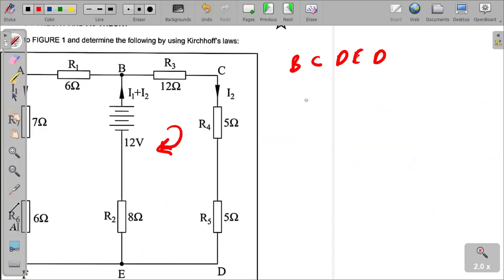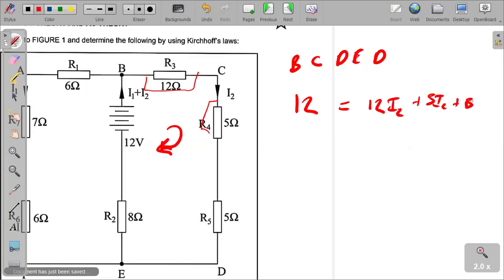Again in that loop, the EMF we have is 12, which is equal to the algebraic sum of all the potential differences. It means we have 12 I2, the potential difference across this resistor here is 12 I2. This one is 5, so plus 5 I2 again, plus 5 I2 again, right? Plus 8 I1 plus I2. So we have already explained why that is 8 I1 plus I2.